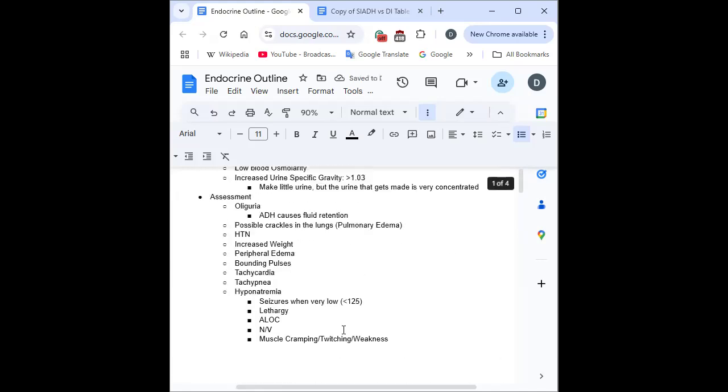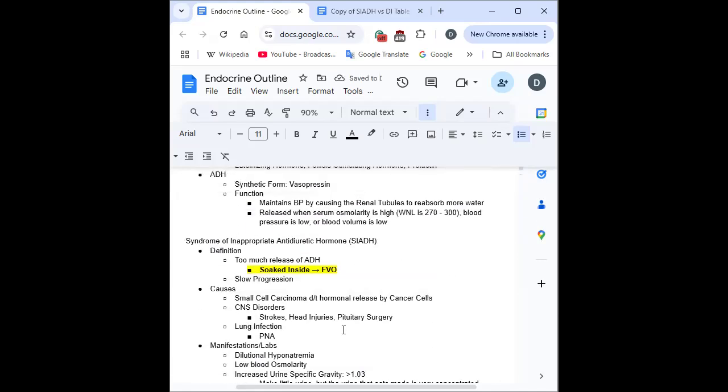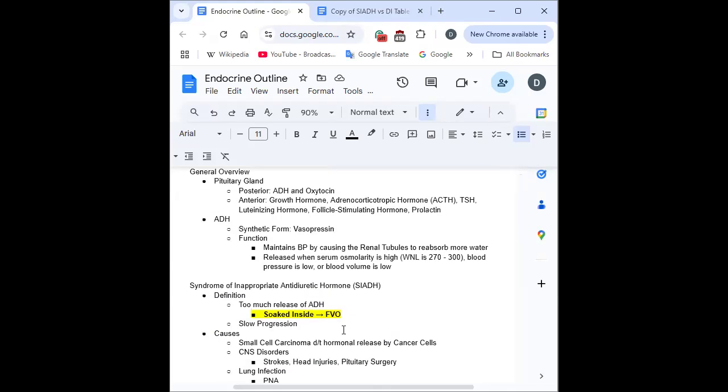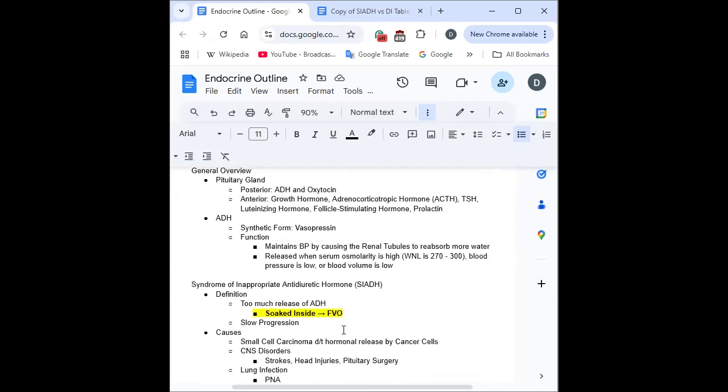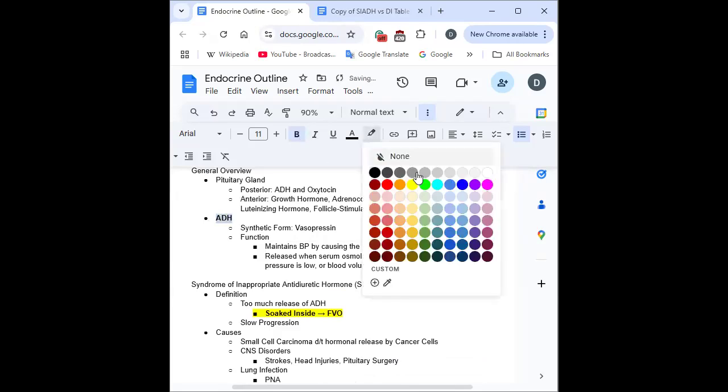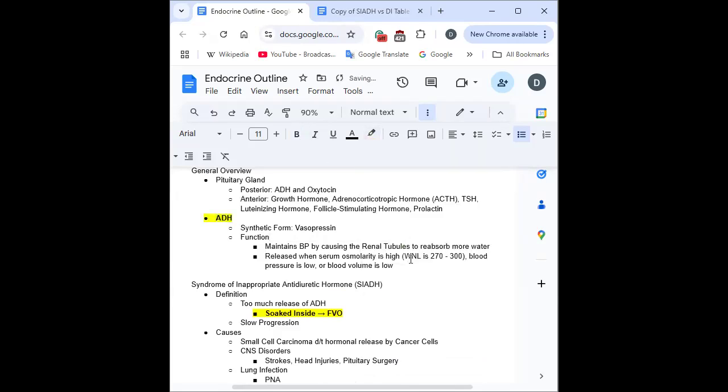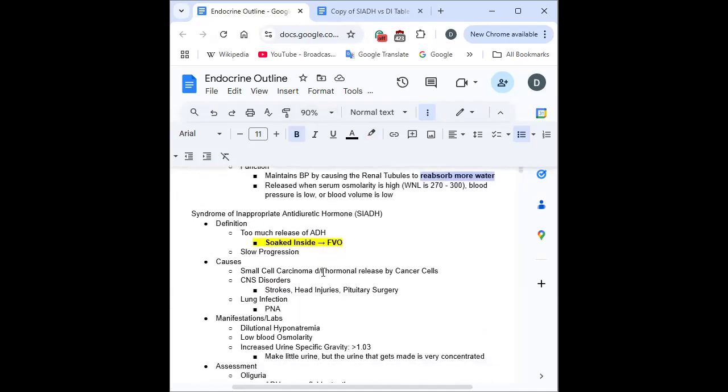Any questions on SIADH? Kind of going back up here and rereading, I think just make sure you understand how ADH works. So this is a retention of water. It leads to specifically just reabsorption of water. So it's not going to directly cause a retention of sodium, or directly affect sodium. It's going to indirectly cause dilution.